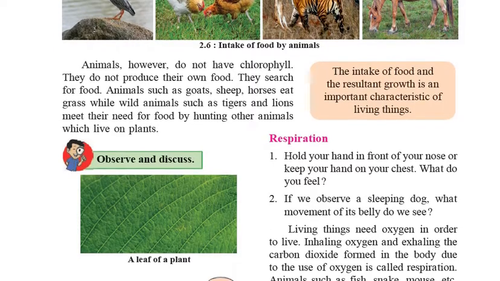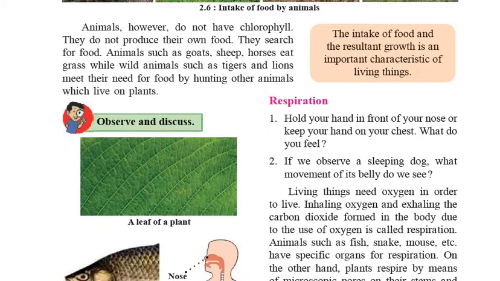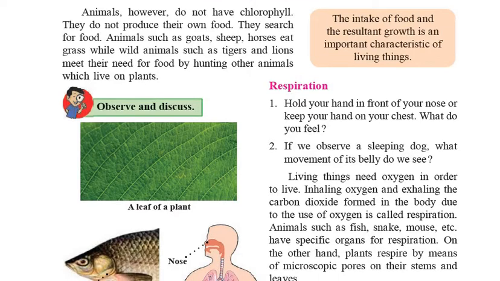Animals, however, do not have chlorophyll. They do not produce their own food. They search for food. Animals such as goats, sheep and horses eat grass, while wild animals such as tigers and lions meet their need for food by hunting other animals which live on plants. The intake of food and the resultant growth is an important characteristic of living things.